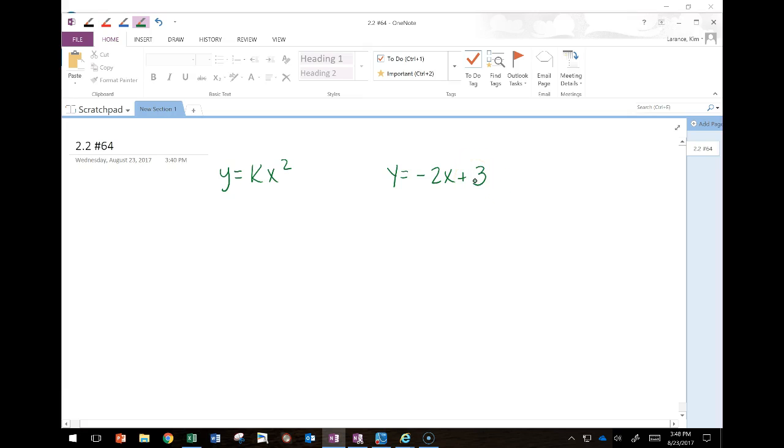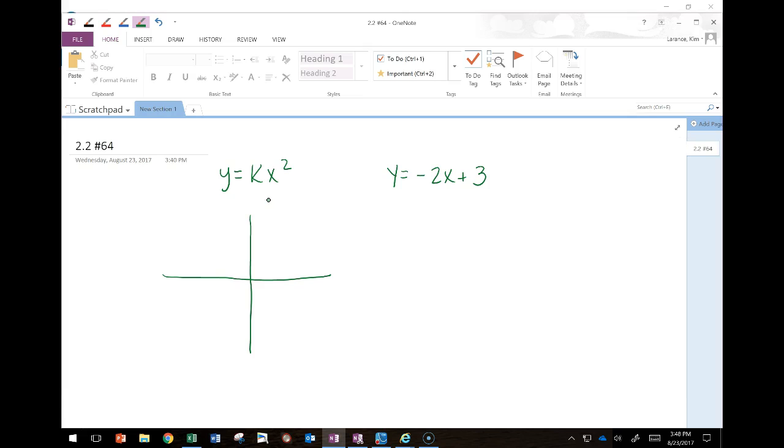So conceptually, let's take a look at what this problem is asking. They're saying, hey, guess what? There's a parabola. And k will determine whether it opens upward or downward and the width of the parabola. But we don't know what k is, so we have no idea about its shape or direction.